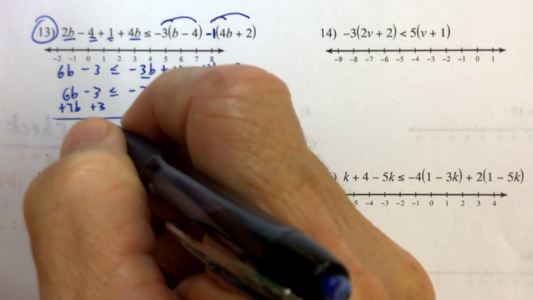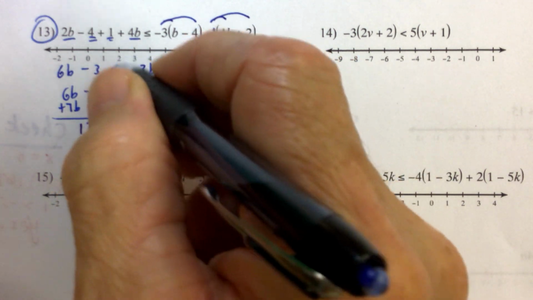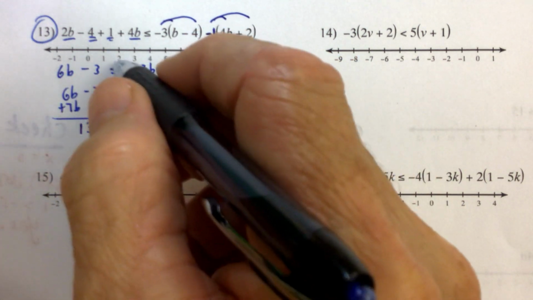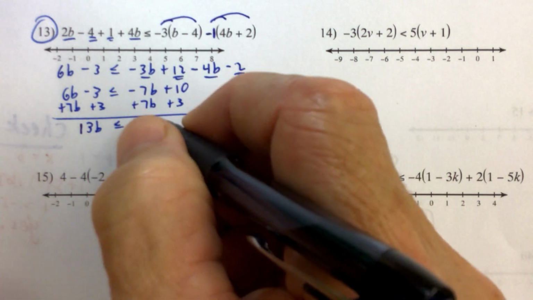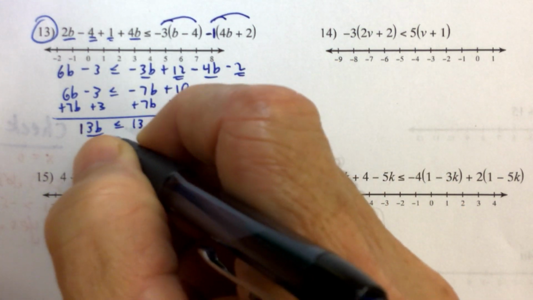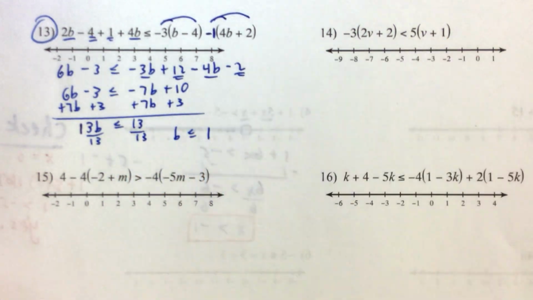We get 13b on the left, and we get less than or equal to. Still, we haven't multiplied or divided by a negative number, so that inequality symbol stays in the same direction. 10 plus 3 is 13. Oh, nice. So if we divide both sides by 13, we get b less than or equal to 1. There you go.